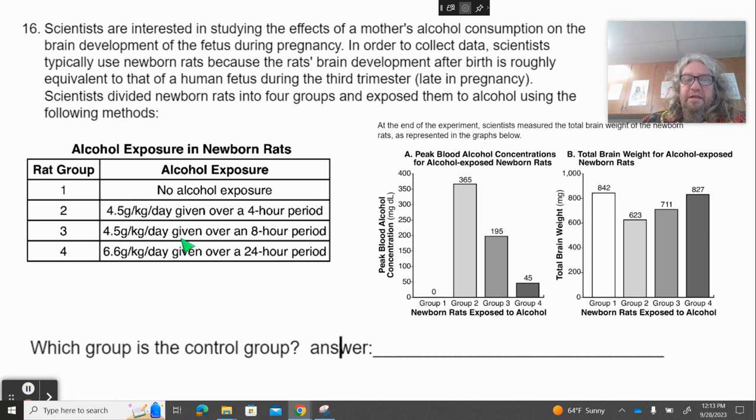Rat group 1 got no alcohol exposure. Rat group 2 got 4.5 kilograms a day over a 4-hour period. Group 3 got 4.5 grams per kilogram per day given over an 8-hour period. And group 4 got 6.6 grams per kilogram per day given to them over a 24-hour period. Here are their results. You need to tell me which group was the control group.